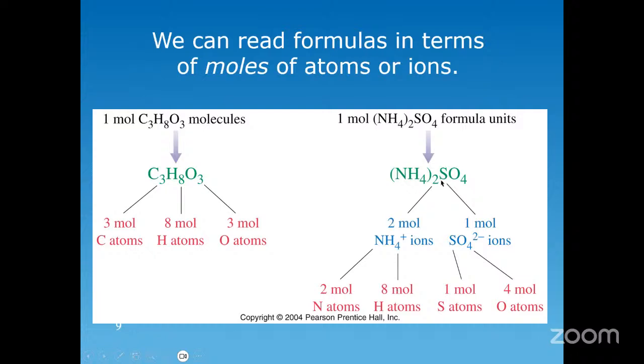And then as far as the sulfate is concerned, there's 1 mole of sulfate present in 1 mole of the compound. And then we can break this down further to say that 1 mole of sulfate ions will contain 1 mole of sulfur atoms and 4 moles of oxygen atoms. And that's basically how that is done, all right? So this idea you're going to find useful, especially when it comes to solving certain problems in assignment number 3.